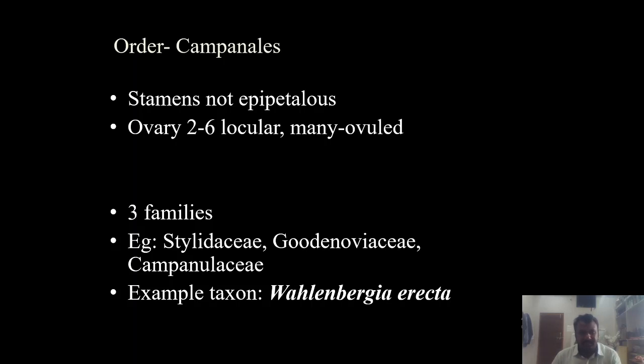Other Campanales. Stamens not epipetalous here. Ovary 2 to 6 locular, many ovules. 3 families: Stylidiaceae, Goodeniaceae, Campanulaceae. Example, Wahlenbergia erecta.